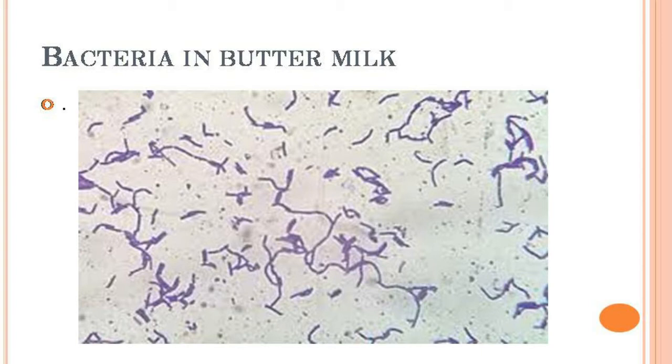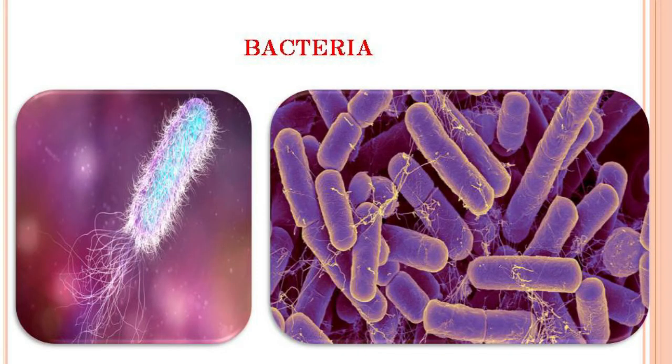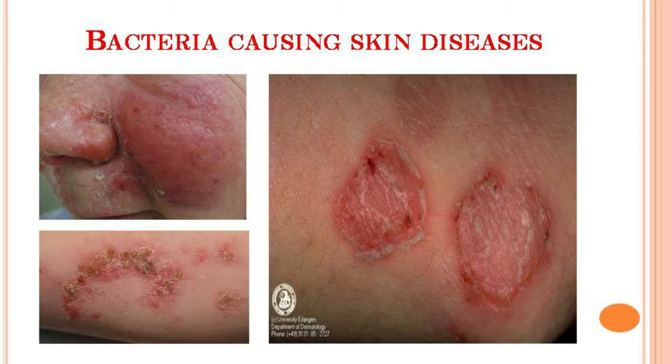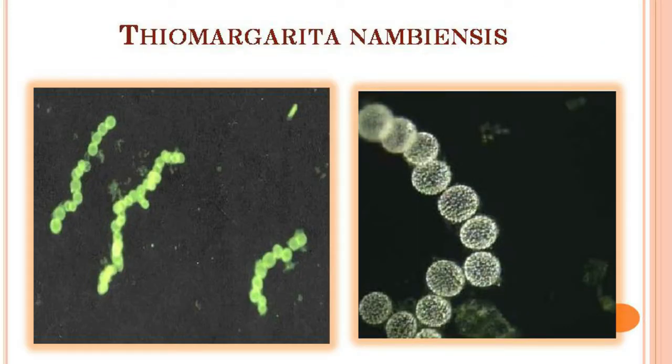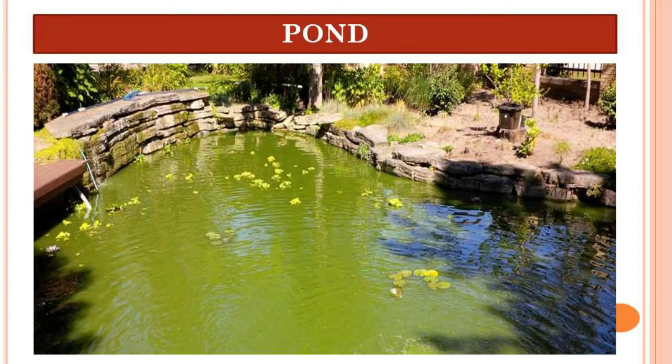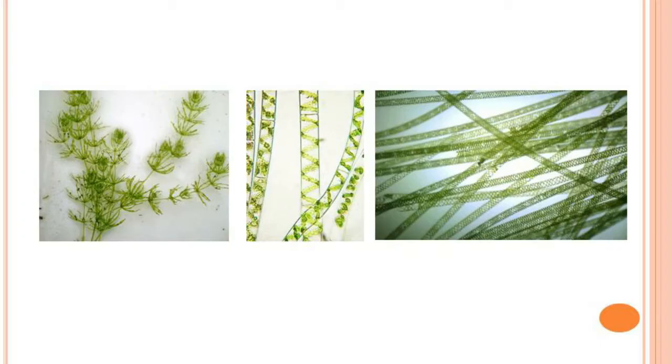We have seen different pictures of bacteria and also diseases caused by bacteria. We have also seen that Thiomargarita namibiensis is the largest bacteria till now. Then, using pond water, we can see different kinds of organisms belonging to the plant kingdom. They're not actually completely microorganisms, but you can see them under the microscope too.